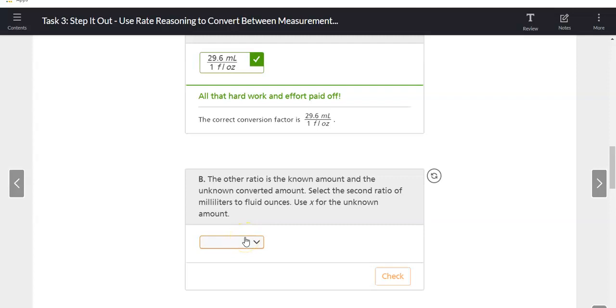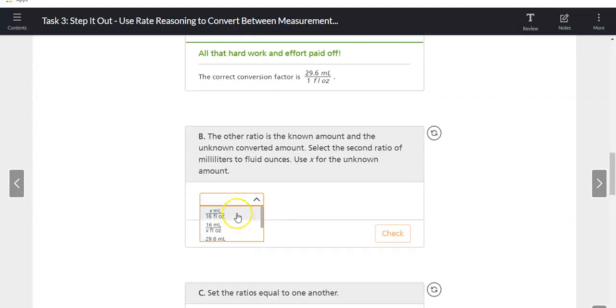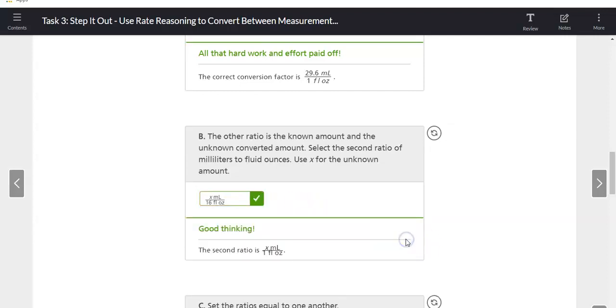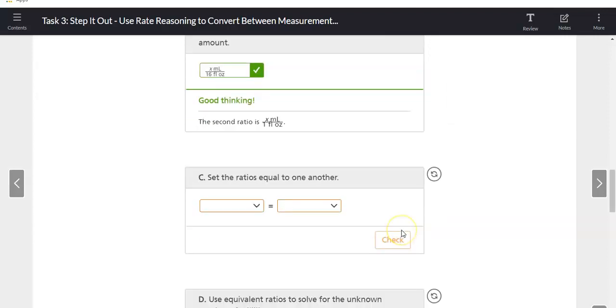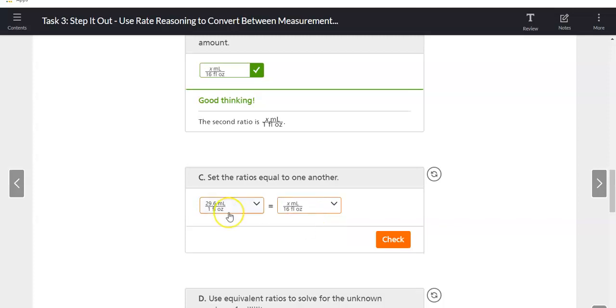So I do not know my milliliters. So I have put my X there. But I know there's going to be 16 fluid ounces. So we're going to set them up next to each other. So we're going to take what we got before. We're going to take our 29.6 over 1. Oops. Be careful with the labeling they do to you. So 29.6 milliliters over 1 fluid ounce equals X milliliters, just like that.